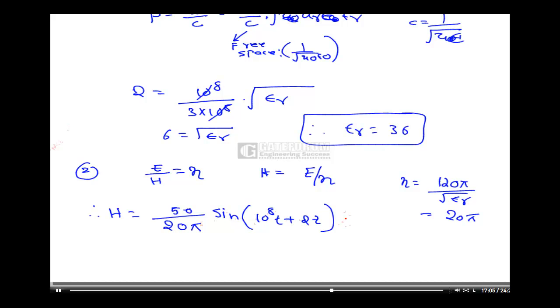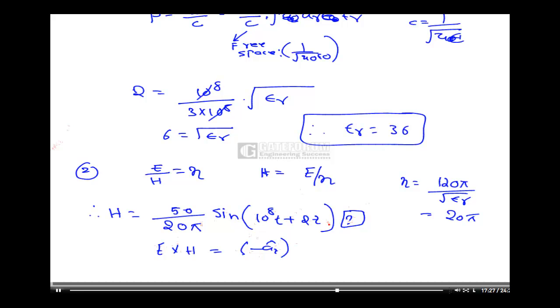The important thing in this type of problem is the component value. How to find this component? I know that E cross H always gives propagation direction. E cross H propagation direction is minus az, because the wave is propagating in omega t plus beta z.